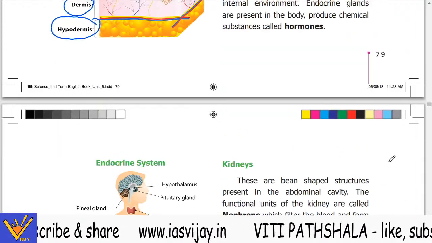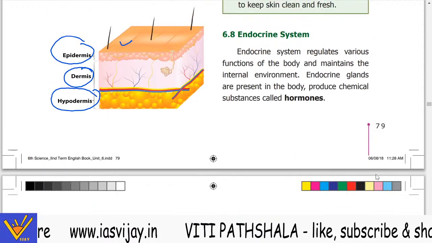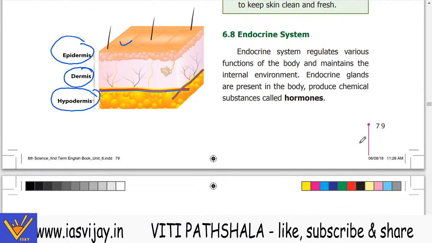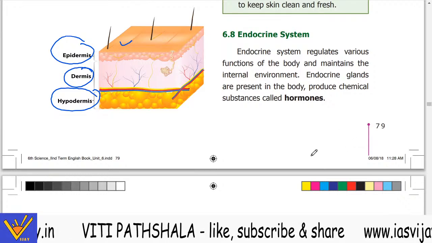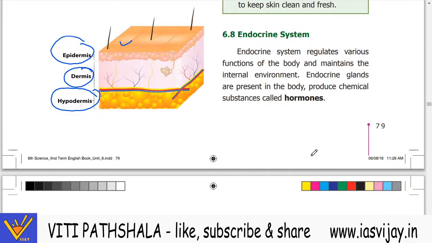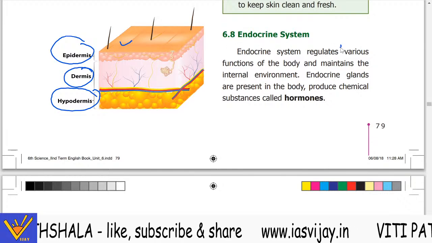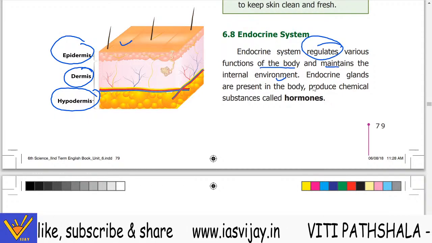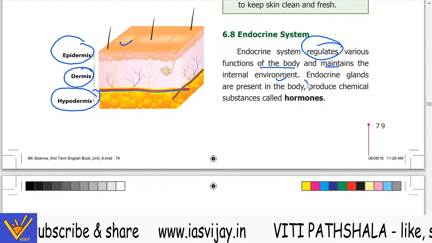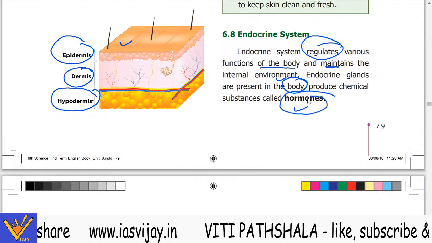Now endocrine system. So they have given the crux of your whole organ system, which is a big chapter, and they have given all the knowledge in one chapter. The endocrine system regulates various functions of the body and maintains the internal environment. Endocrine glands are present in our body. It produces the chemical substance that is known as the hormone.